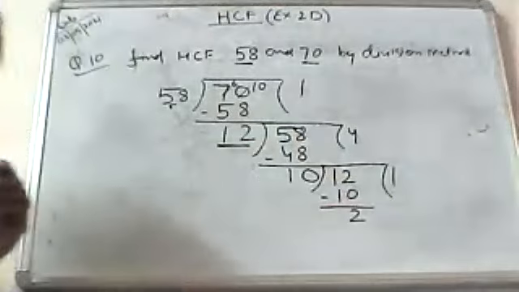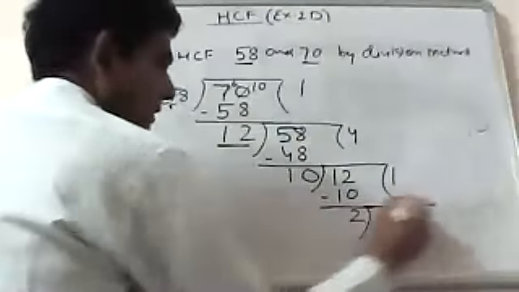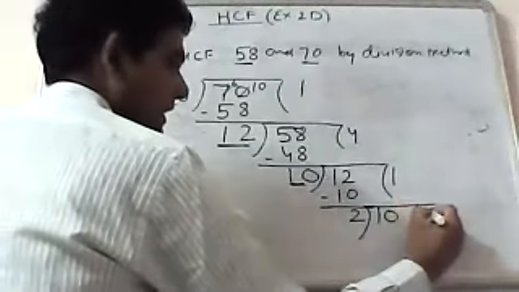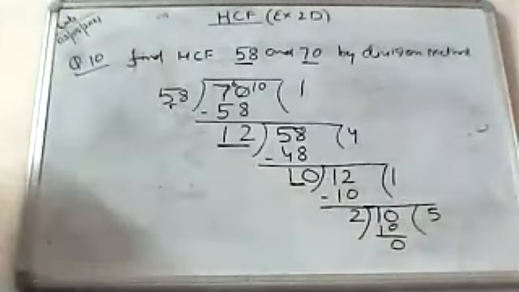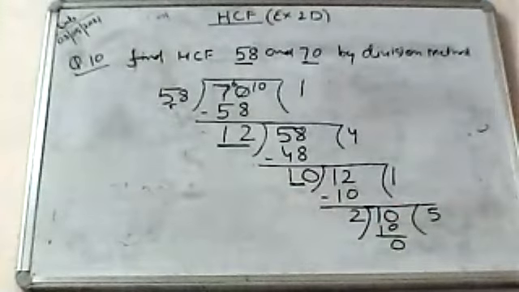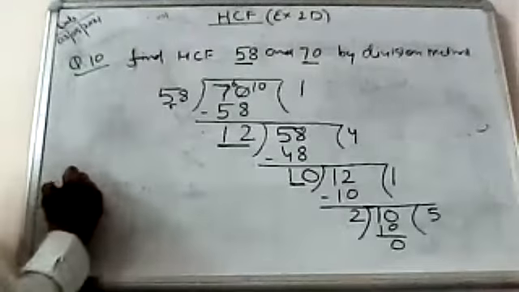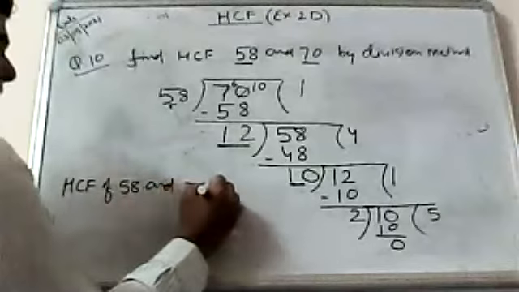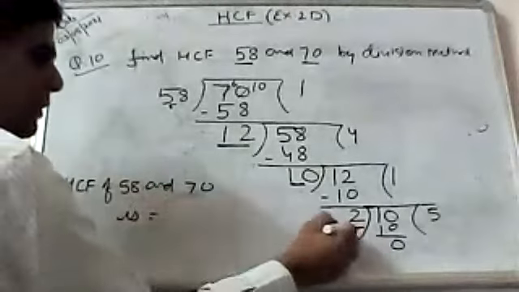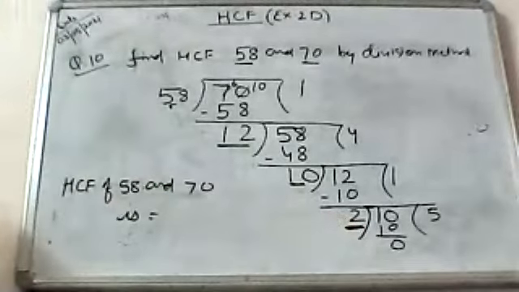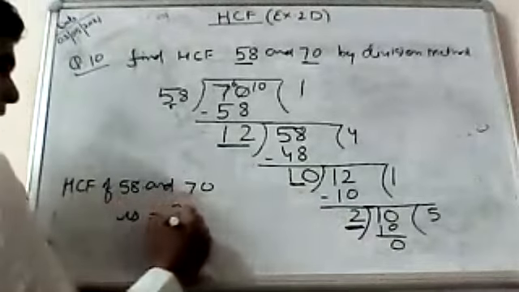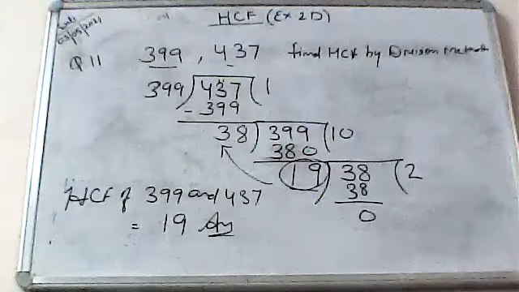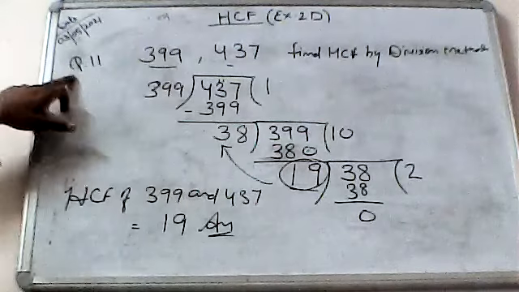Okay, now remainder is not 0, so again divide this. The previous divisor is 10, so we will divide by 10 again, so that time 2 5s are 10, remainder is 0. Remainder is 0. Clear? It means the HCF of 58 and 70, what will the HCF be, tell me? 2. 2, Sir. 2 is the answer. Okay, very good.